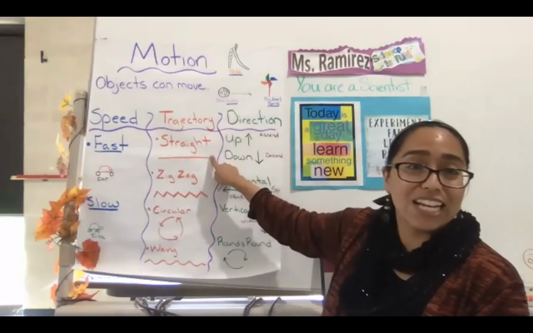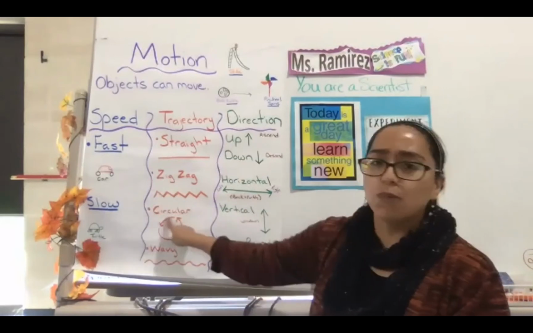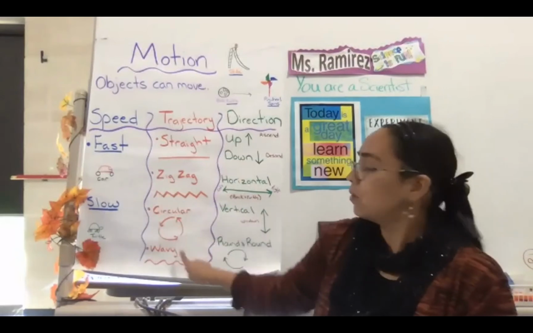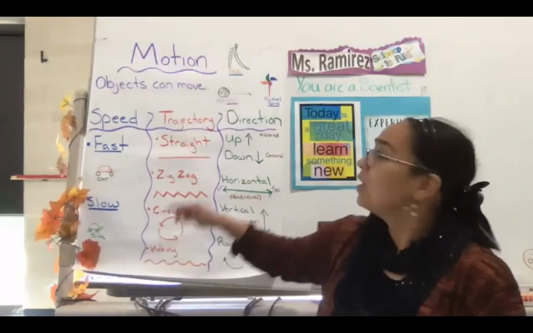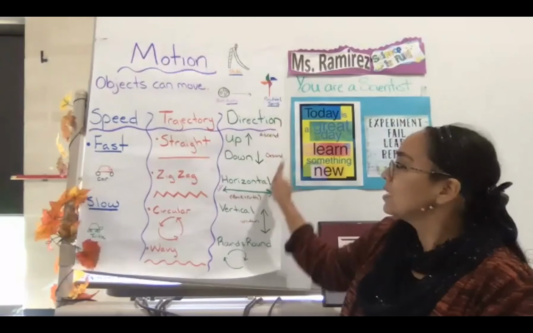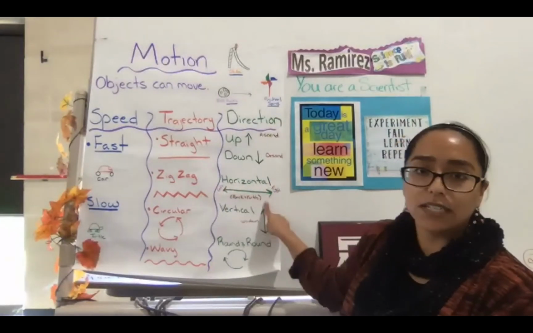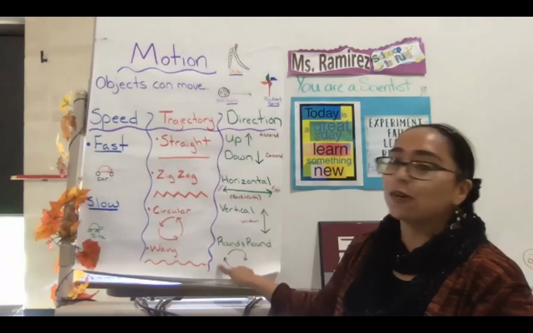Are they moving in a straight line? Are they moving in a zigzag? Are they moving in a circular path? Or are they moving in a wavy path? And then think about the direction. Is it moving up? Is it moving down? Is it moving horizontal, left to right? Or is it moving vertically up and down? Or is it moving round and round?